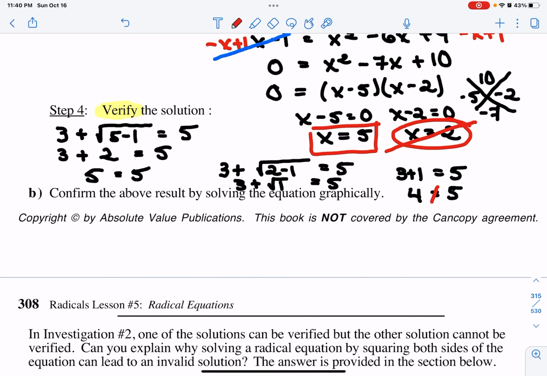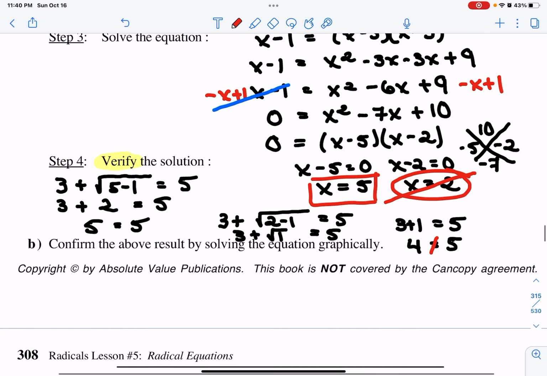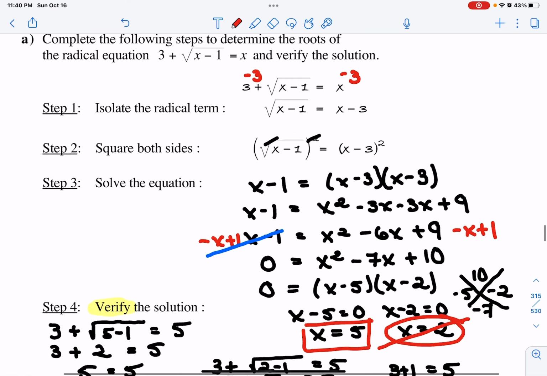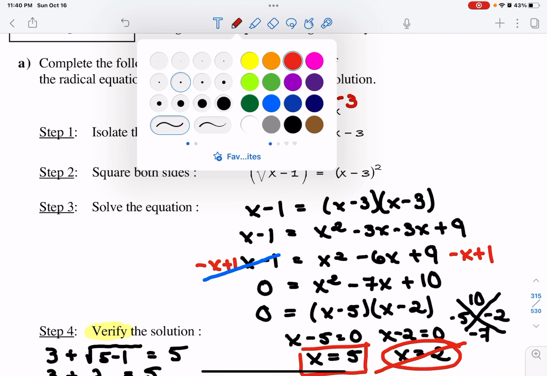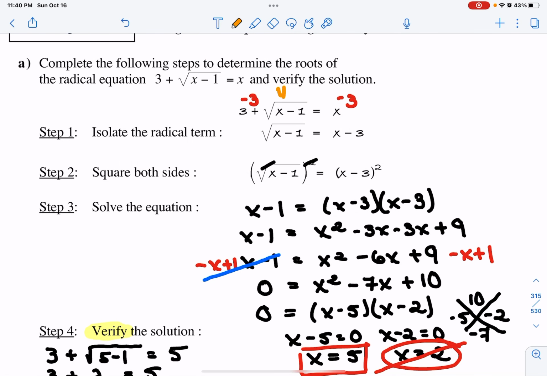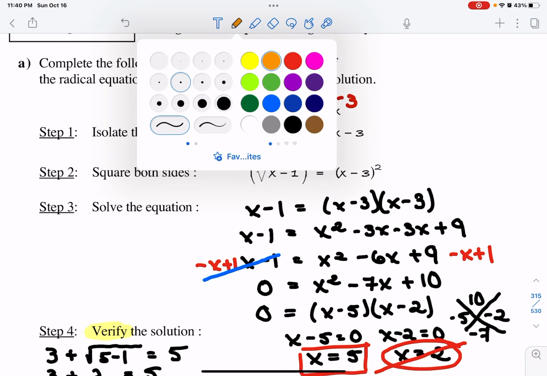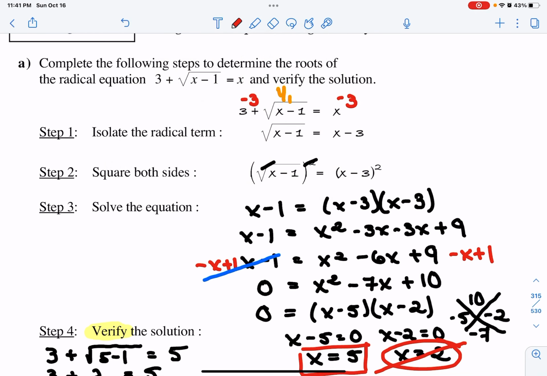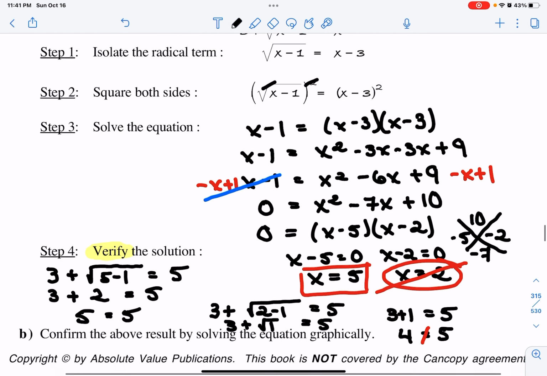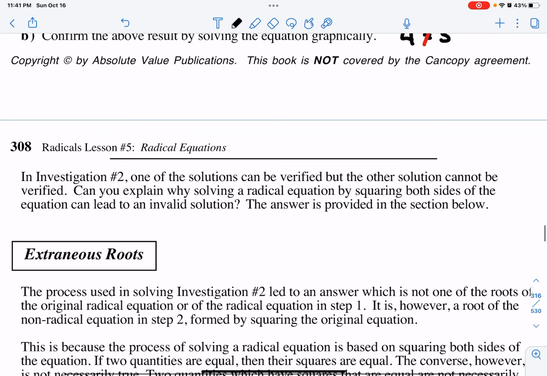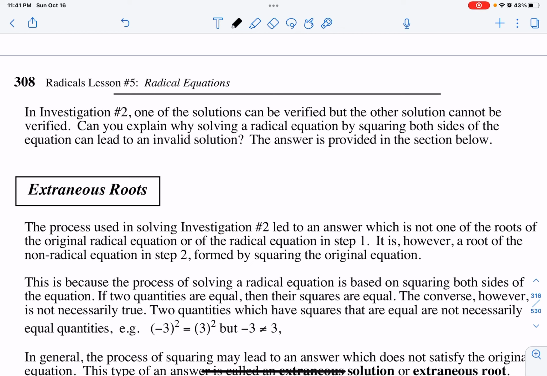Now, we can confirm this graphically, just as we had done before. So what we could do is to do this graphically, I could assign one side equal to y1, or my left side. On the right-hand side, I could go, this is equal to, and I'm going to use a different color, this is y2, and I could solve that graphically to confirm this. All right, so in the investigation number 2, one of the solutions can be verified.